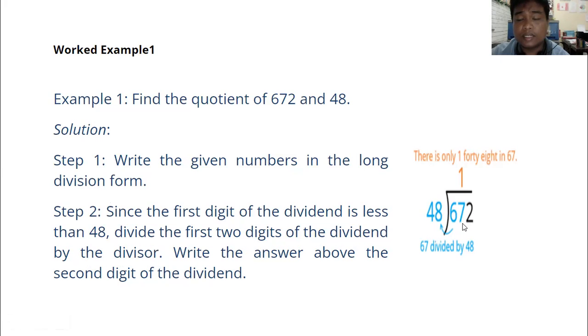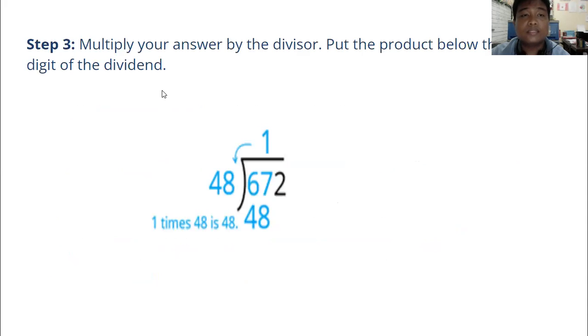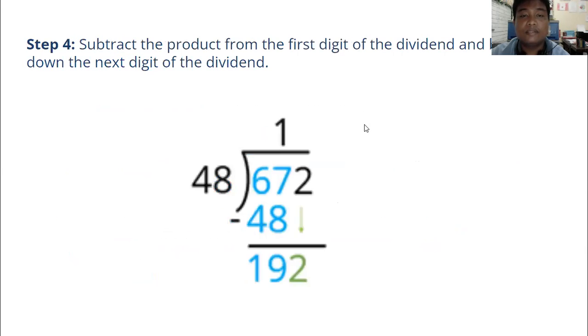So 67 divided by 48. So 2 digits by 2 digits, no? So we will use multiplication. Okay, so 48 times 1 equals 48, no? Because there's only 1 forty-eight in 67. So next, multiply your answer by the divisor. Put the product below the first digit of the dividend. So subtract the product from the first digit of the dividend and bring down the next digit of the dividend. So 67 minus 48 equals 19.